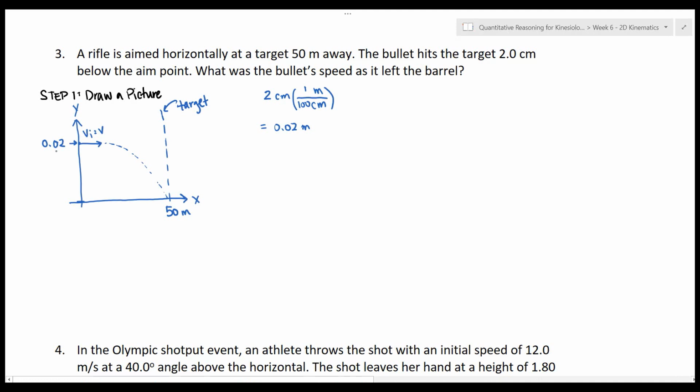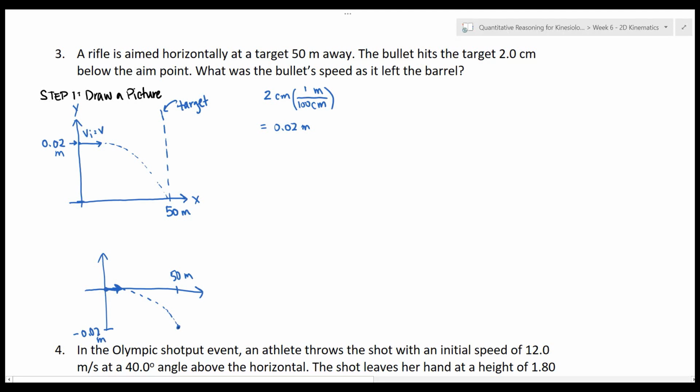Okay, I'll just write meters here. Some people might choose to draw this a little differently. A lot of people draw it kind of like this. The bullet starts off here, aimed horizontally, and then it looks like a projectile and lands over here. This would be 50 meters. This would be 2 centimeters below, so it'd be negative 0.02 meters. And that's totally fine as well.